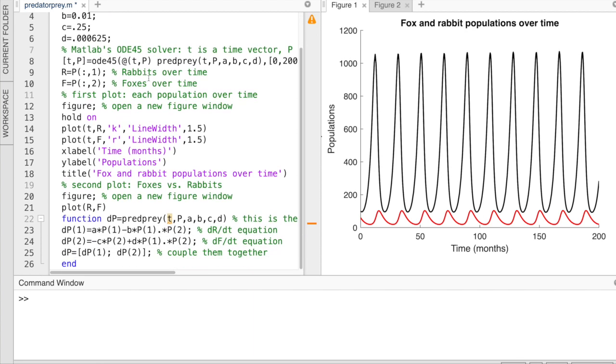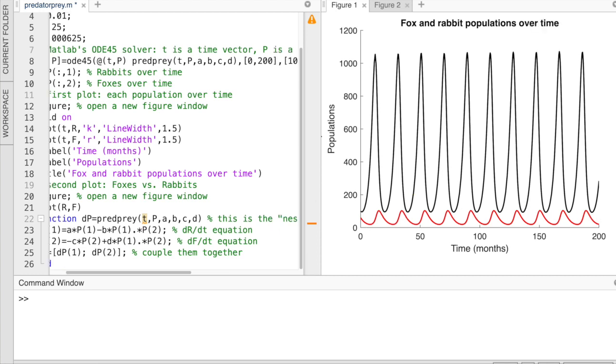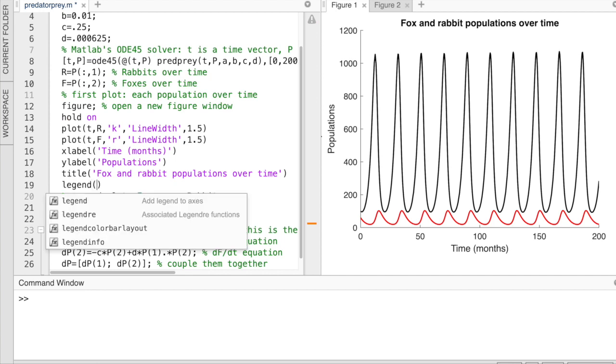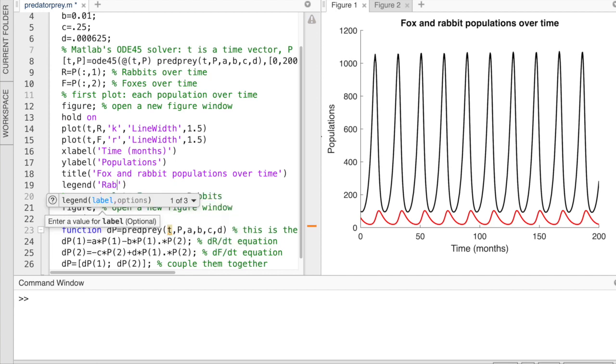Okay, so the black curve up here with the higher spikes, this is the rabbit population. And the red curve down here, this is the fox population over time. Let me actually add a legend just so that's clear. So we'll do the first curve I plotted was the rabbits. The second curve was the foxes.